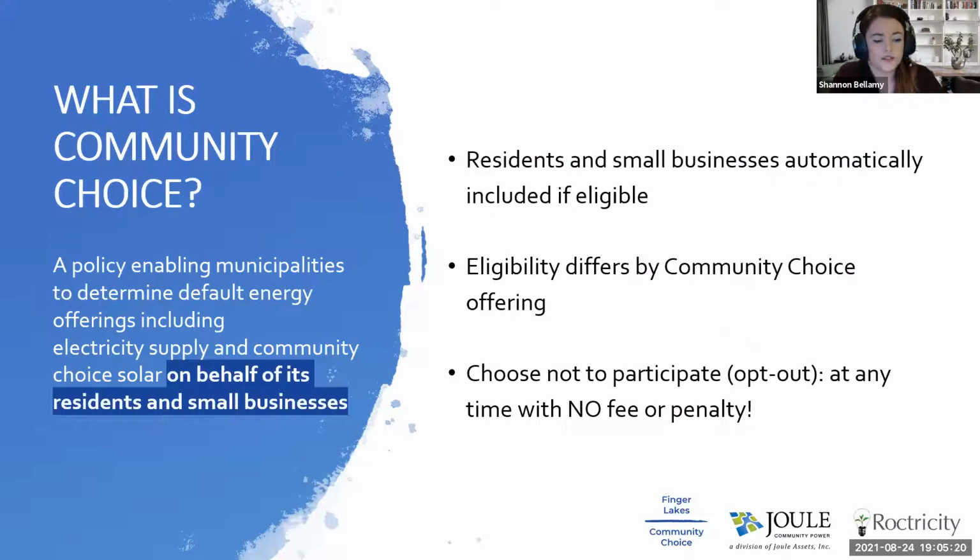On behalf of its residents and small businesses, residents and small businesses are automatically included if they're eligible. Eligibility differs between the community choice offerings, so we'll talk about that in a little bit, but they're not exactly the same. Next, you get to choose whether or not you want to participate at any time, so you can opt out of the program, as we're familiar with. So although it is on behalf of the residents and small businesses, everyone still has an option whether or not they want to participate.